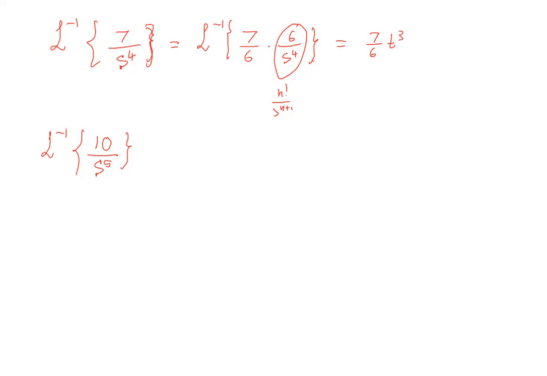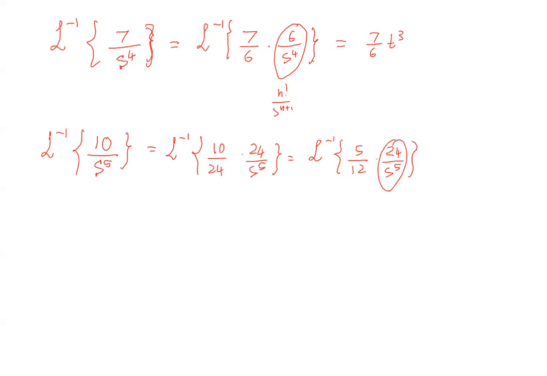So now you need a 4 factorial, which is 24, right? So you need to create a 24. So multiply and divide by 24. And this is the same thing as 5 over 12 times 24 over s to the fifth. And of course, this is the Laplace transform of t to the fourth, right? So this is 5/12 t to the fourth. Okay, that's it.